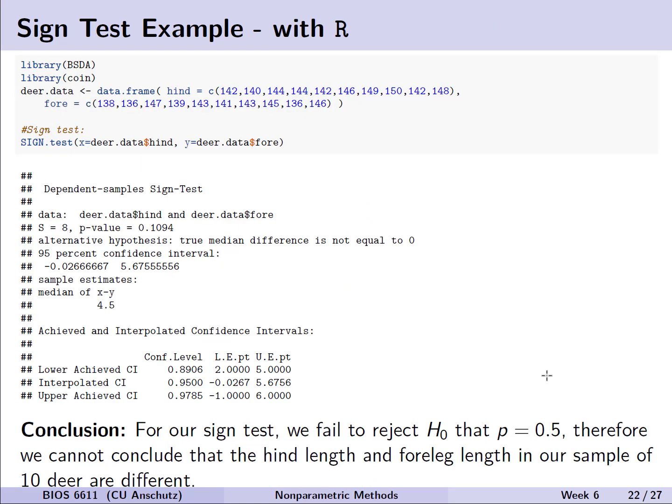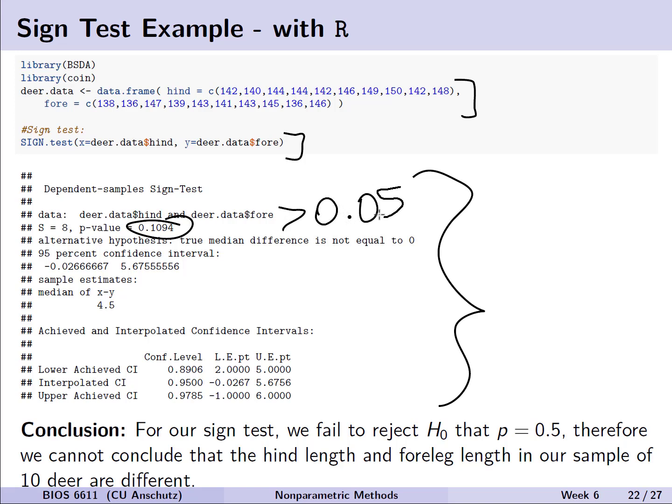Again, we can implement this in R instead of doing these calculations by hand, and we'll see a couple examples of our calculations and conclusions in different ways. The first thing we'll note is that, after we create our data into a data frame called deer.data, we use the explicit sign test from the BSDA package. Once we run it, we get this chunk of output, where we can home in on our p-value of 0.1094.